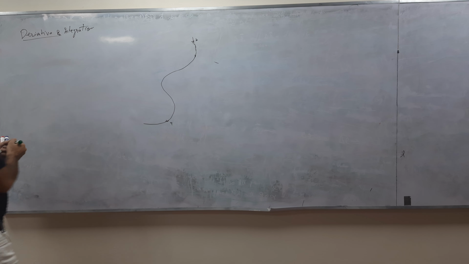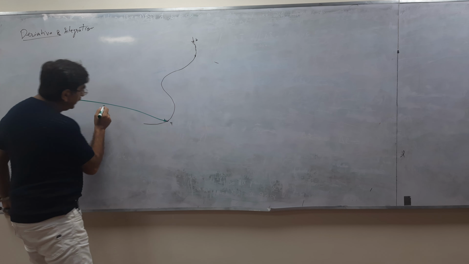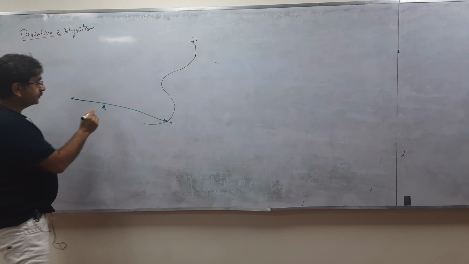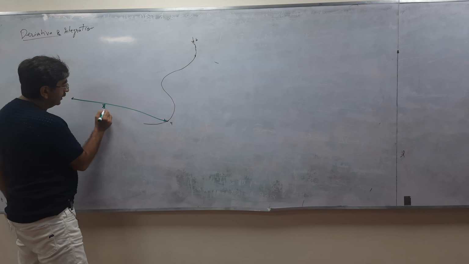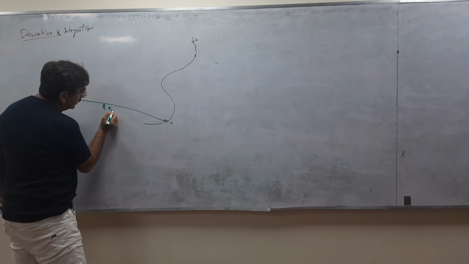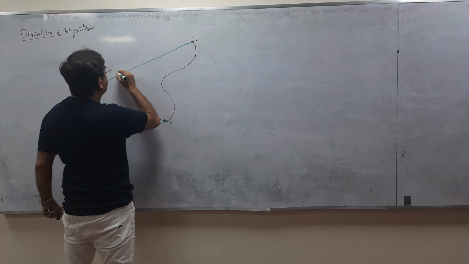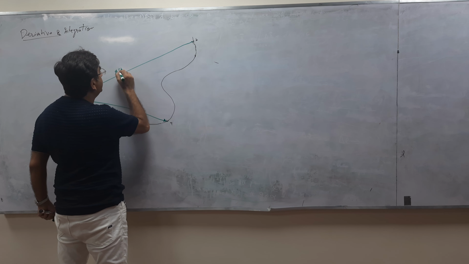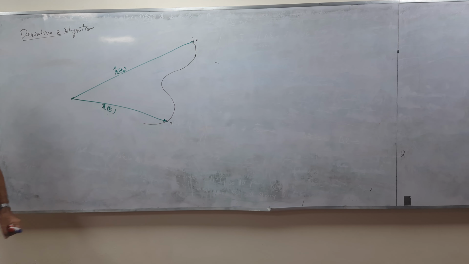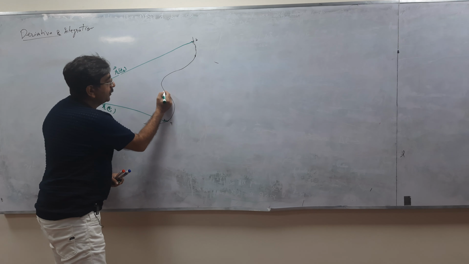The position vector of A with respect to origin O is represented by R. If I say this is at time T1, and then it moved toward the point B at T2. When it is moving from A to B, it will choose this path.